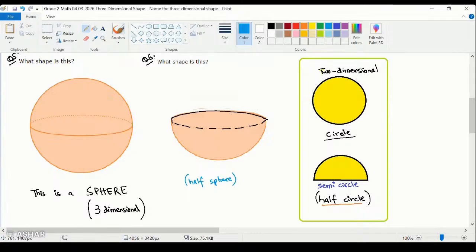But in case of 3D shapes, three-dimensional shapes, we do not use the word half sphere. We use the word hemisphere, or semisphere, right? Do we agree? Because semi is what we are already using.